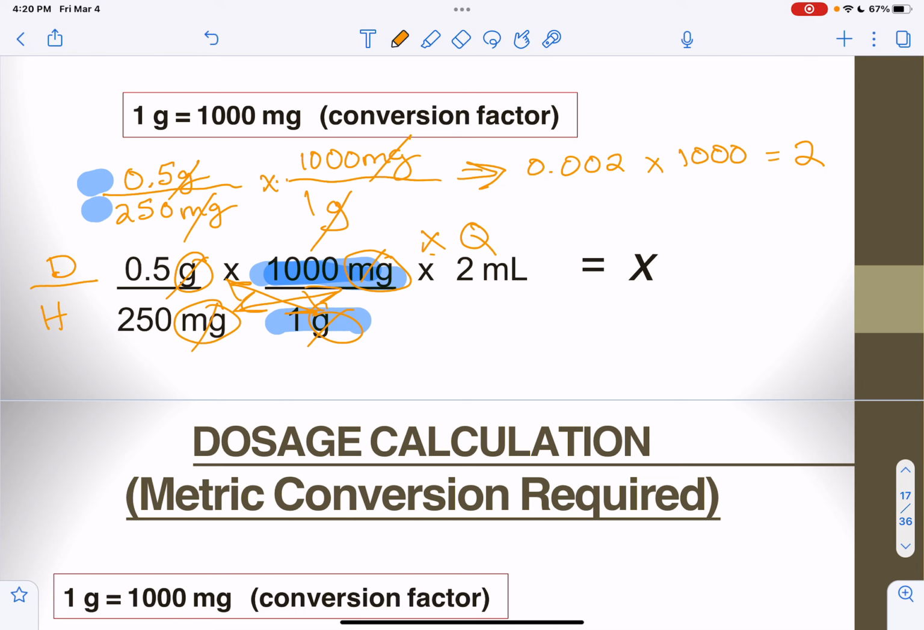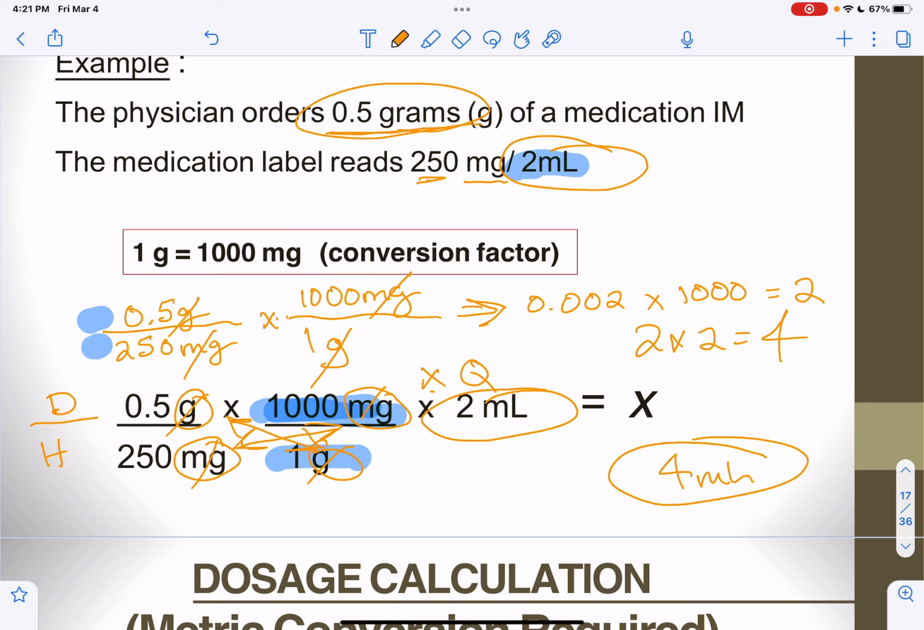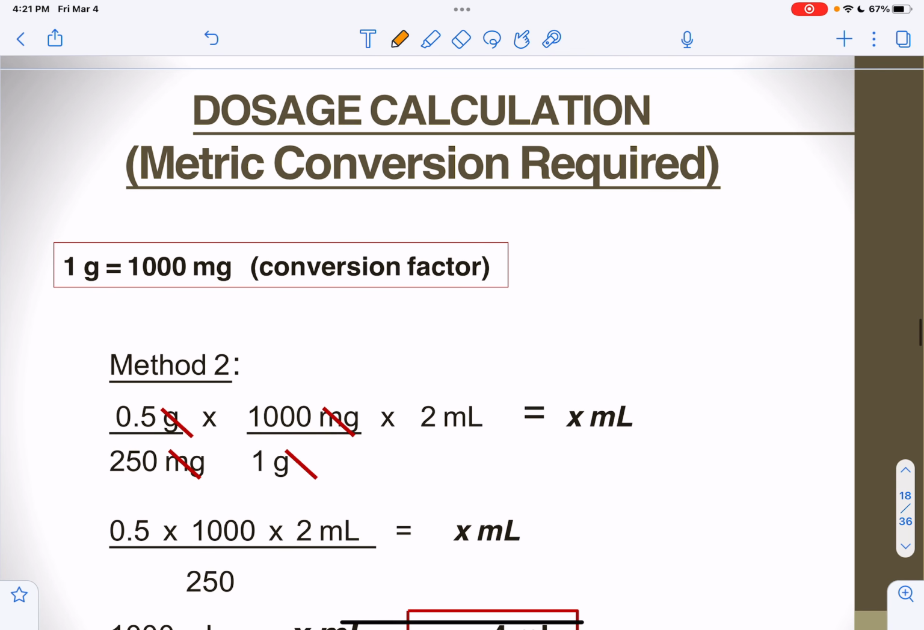Okay, now we need to remember to multiply that times the 2 milliliters that comes in right here. So 2 times 2 is 4. Oops, 2 times 2 equals 4. So we're going to draw up 4 milliliters of this medication in order to give 0.5 grams of the medication. So it's just an extra step in there.